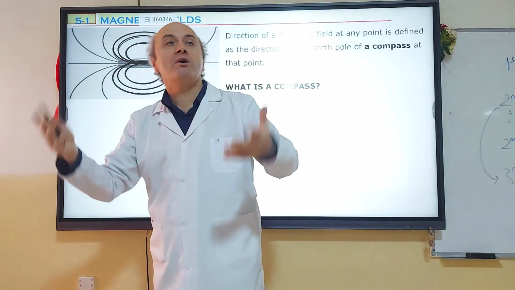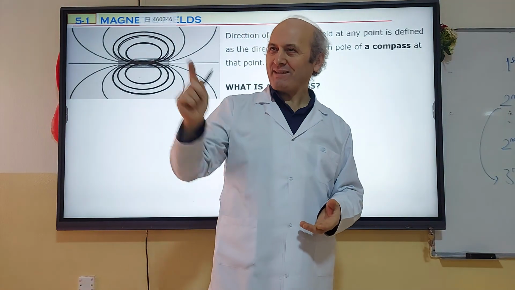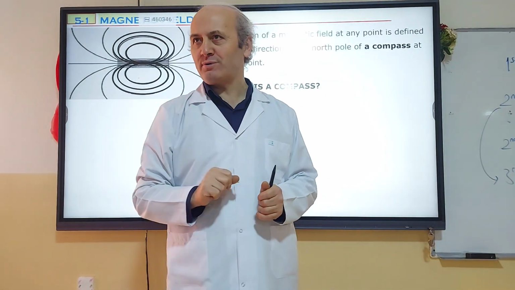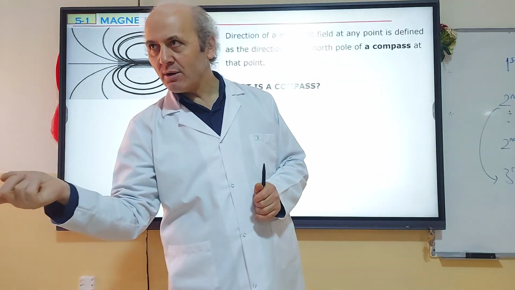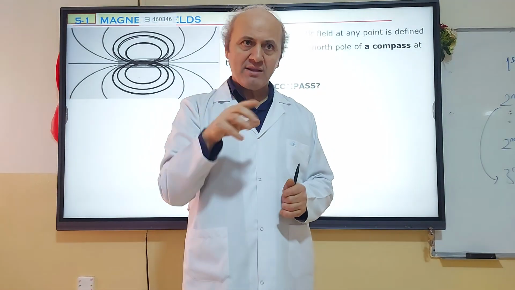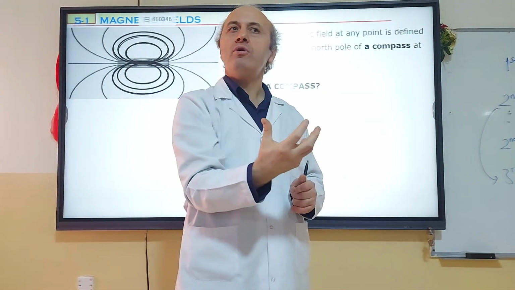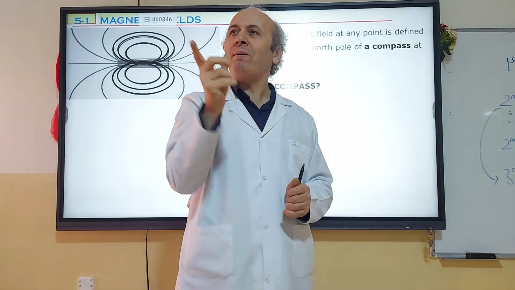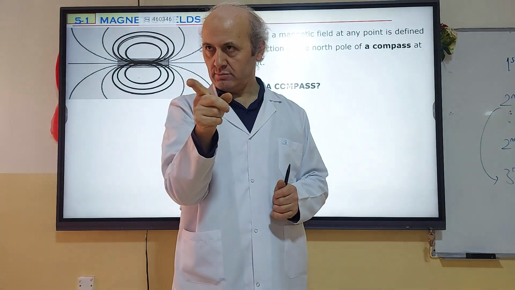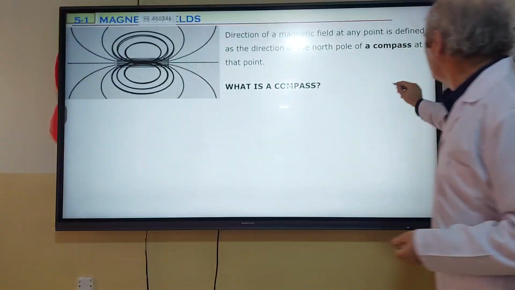We should use a compass, or another magnet, but another magnet with known poles. We should know which one is S and which one is N. Then we are going to use this known magnet to label the unknown one. Okay, so the compass.